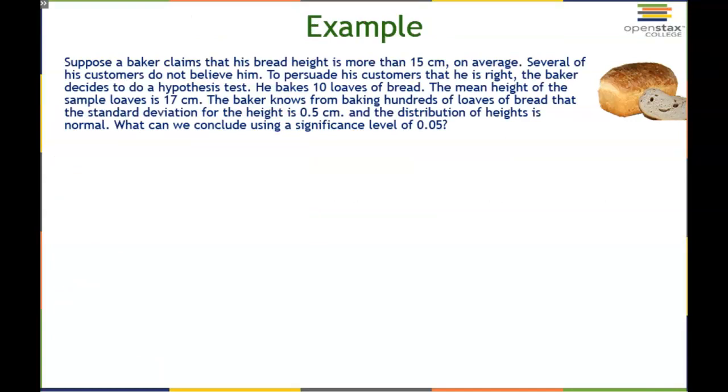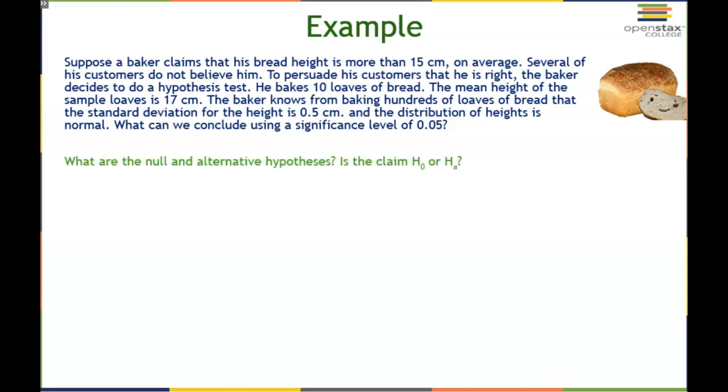Let's run through an example. Let's suppose a baker claims that his bread height is more than 15 centimeters on average. Several of his customers do not believe him. To persuade his customers that he's right, the baker decides to do a hypothesis test. He bakes 10 loaves of bread. The mean height of the sample loaves is 17 centimeters. The baker knows from baking hundreds of loaves of bread that the standard deviation for the height is 0.5 centimeters, and the distribution of the heights is normal.